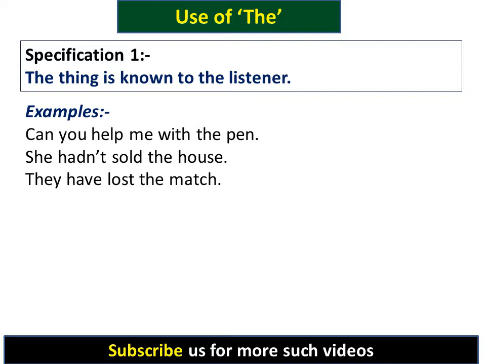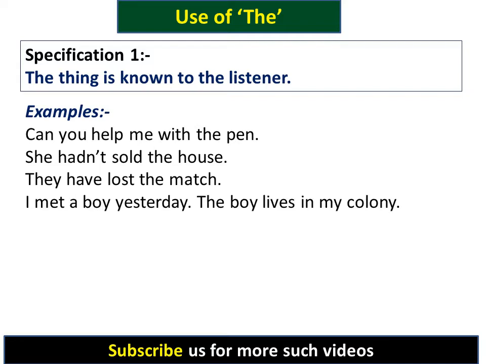They have lost the match. Here I'm not talking about an ordinary match. I'm talking about a match that you are aware of. I met a boy yesterday. The boy lives in my colony. Now here, if you see, I'm talking about a particular boy whom I've already mentioned previously that I have met yesterday. I lost the pen that you had gifted me. I'm not talking about a general pen, but I'm talking about a pen which you had gifted me.